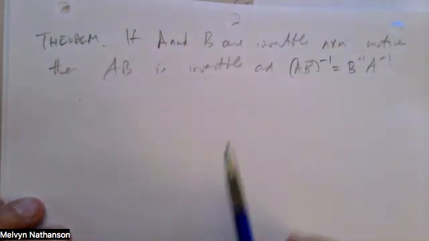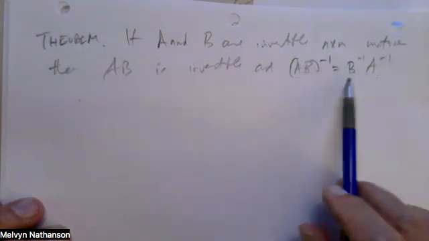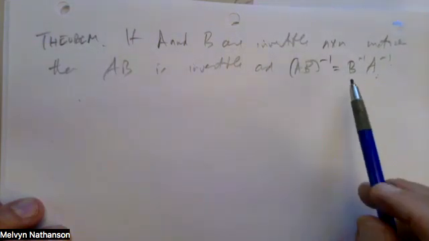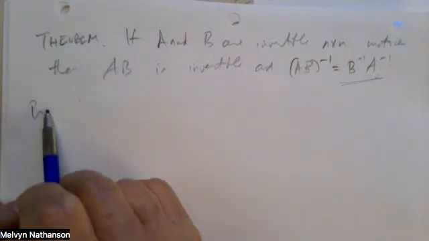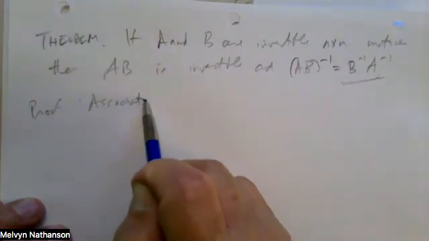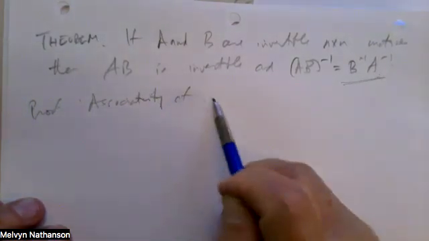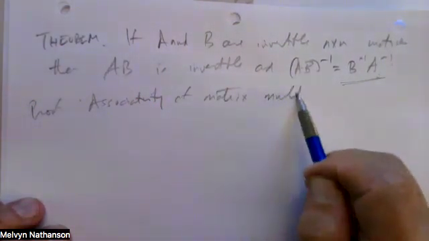Right? So A and B are invertible, so their inverses exist, and they're n by n matrices, so I can multiply them. So the assertion is that this matrix is the inverse of AB. And the proof just uses, once again, associativity of matrix multiplication.